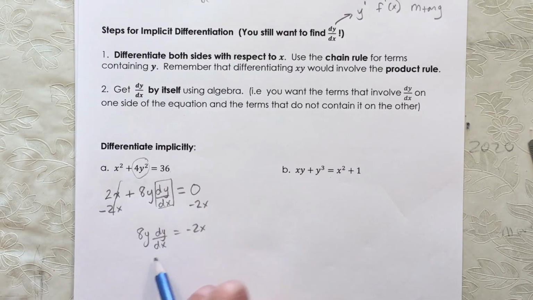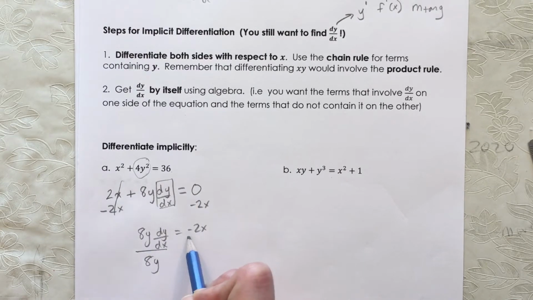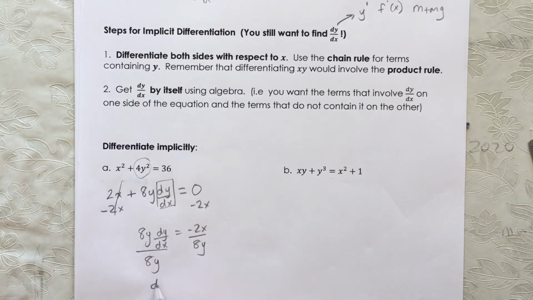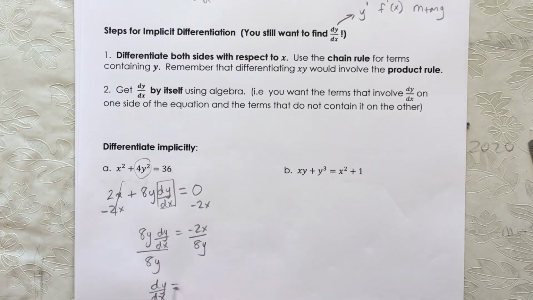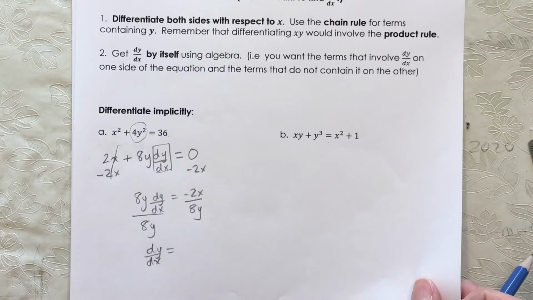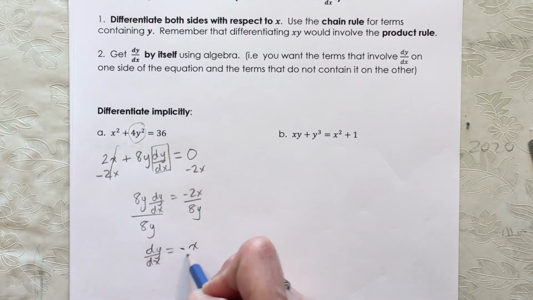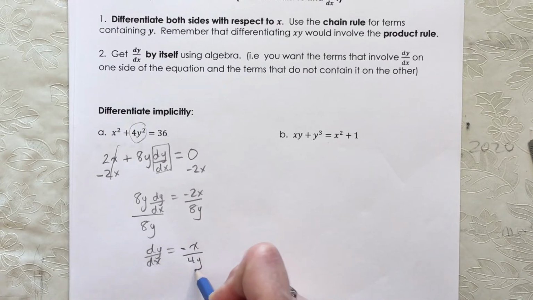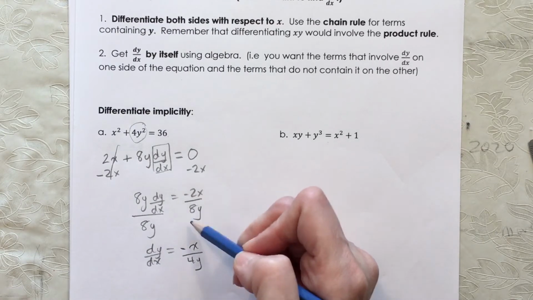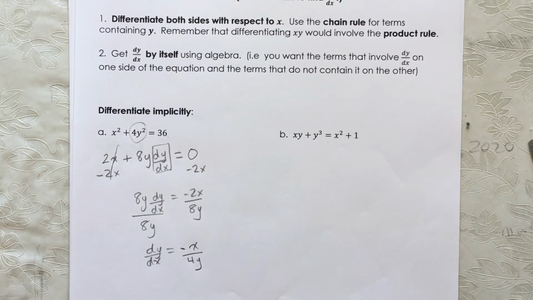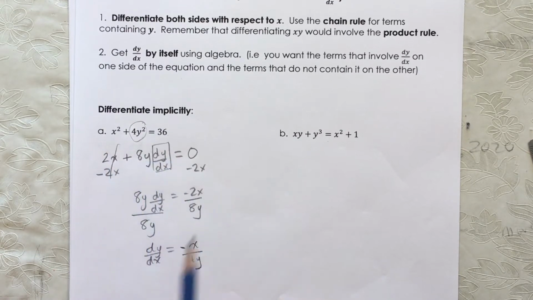And then divide both sides by 8y. So the slope of the tangent at a point (x, y) is going to be, you can reduce that if you like, negative x over 4y, because we could divide top and bottom by 2. Okay, so the slope of the tangent at any point on the curve x squared plus 4y squared equals 36 can be found if you know the point. It would be negative x over 4 times y.